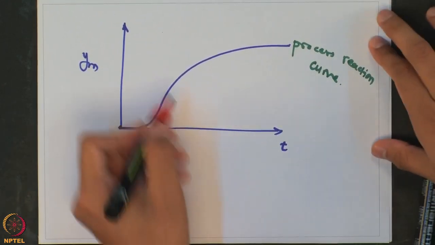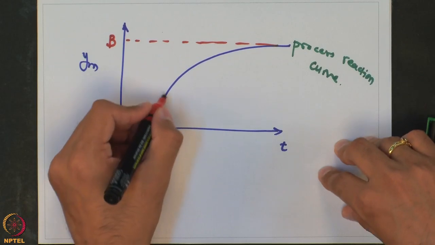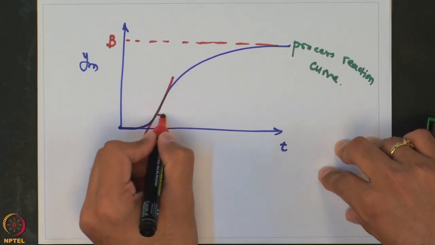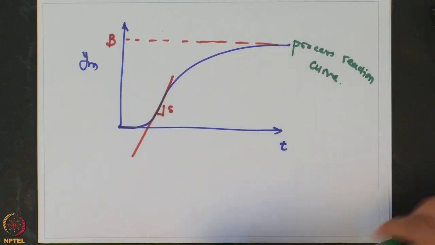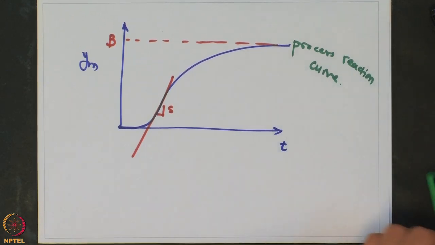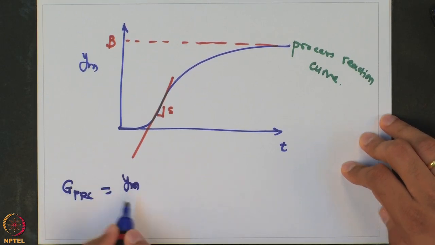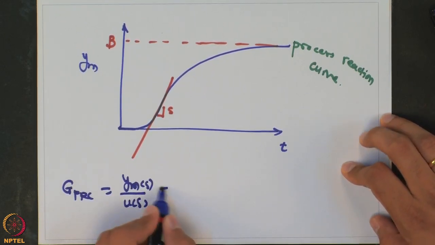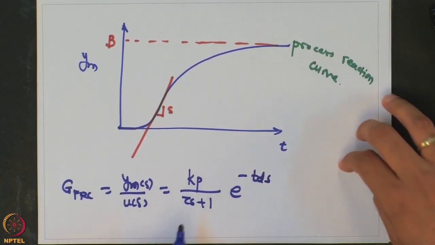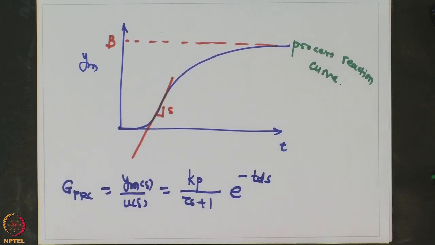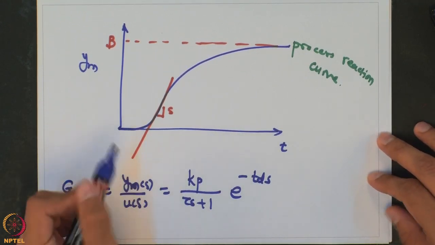So if this final value is B and the slope at the inflection point is S, what you require is to write down this process reaction curve, which is YMS over US, equal to a first order plus dead time model. So this is an approximation. We want to approximate any process as a first order plus dead time, and you would use this process reaction curve to represent it in that form.